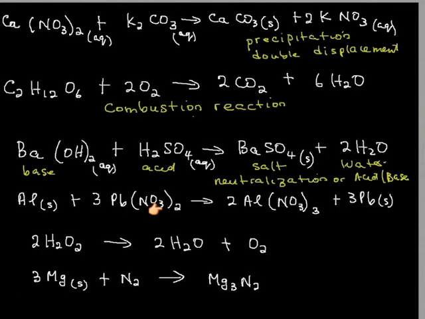Aluminum reacting with lead nitrate gives me aluminum nitrate and lead. It looks like it's a single displacement. Aluminum displaced lead. Lead came out as a pure element, and we have formed aluminum nitrate instead of lead nitrate here. So this would be single displacement. Not precipitation, because we're not really precipitating any insoluble salt here.